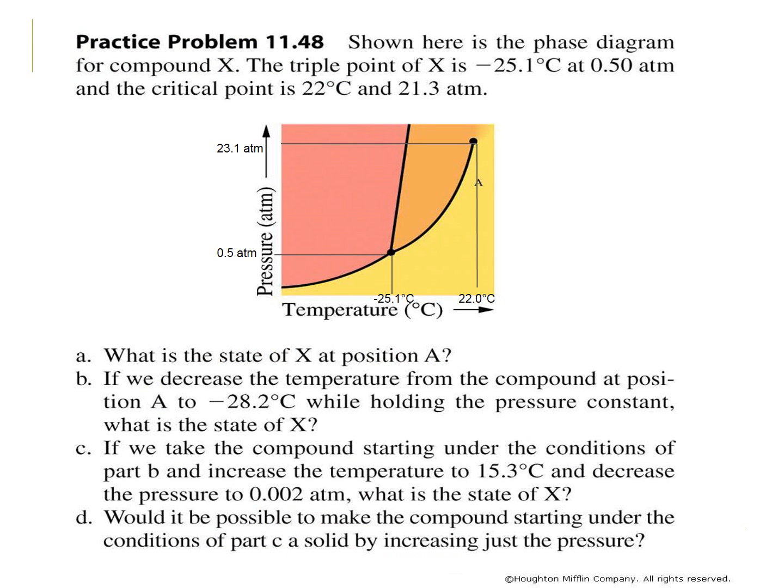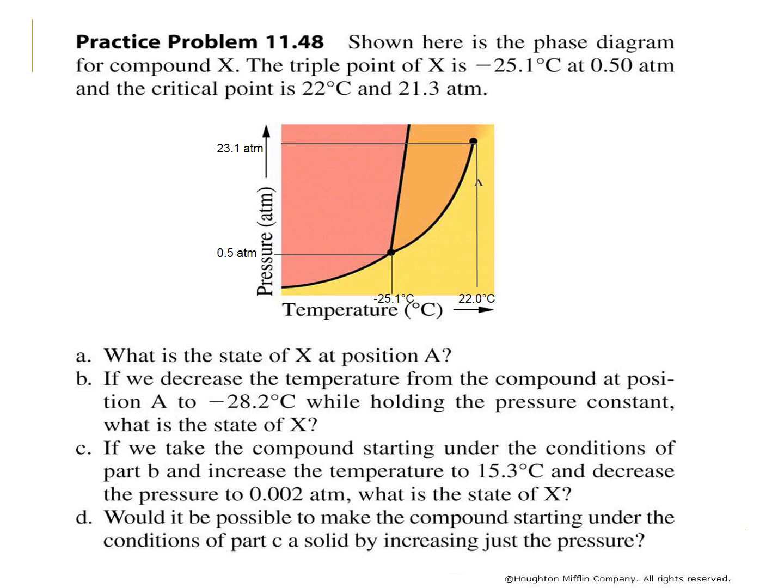So let's just talk in general, practice problem. Here is the phase diagram for compound X. The triple point of X is negative 25 degrees Celsius and 0.5 atmospheres. Since it's not really to scale, I've tried to create a little scale though. So I've put 0.5 atmospheres on the graph, and negative 25.1 degrees Celsius. Also notice that the critical point is at 22 degrees Celsius and 21.3 atmospheres. So we kind of have a little bit of gauge there.